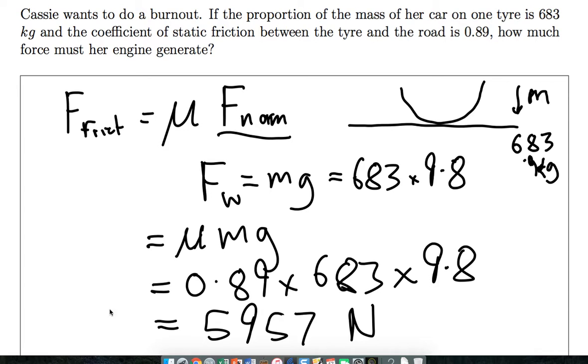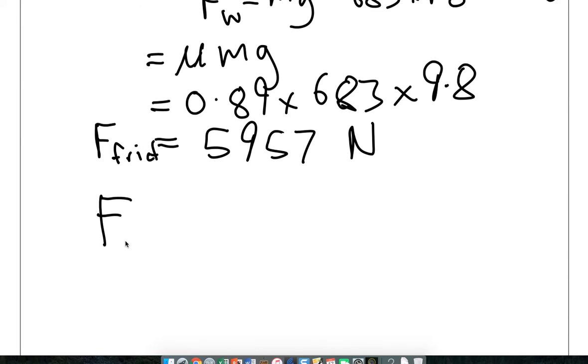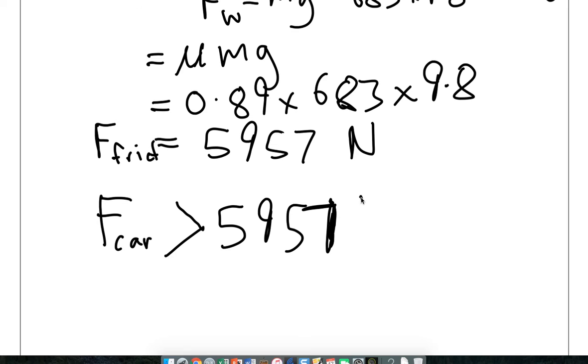The force must actually be, so this is the value of the force of the friction. F car, the force provided by the car, must be greater than, not even just greater than, equal to, it must be greater than 5957 newtons in order to actually break traction and do a burnout. Making no judgments about the social desirability of doing burnouts, but Cassie wants to do one. And the car has to provide a force greater than almost 6,000 newtons to do that.